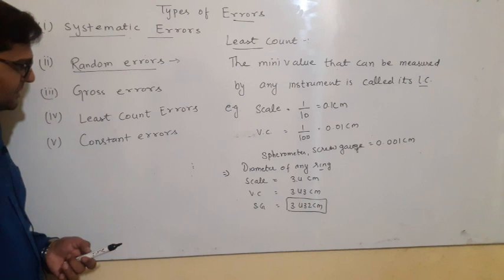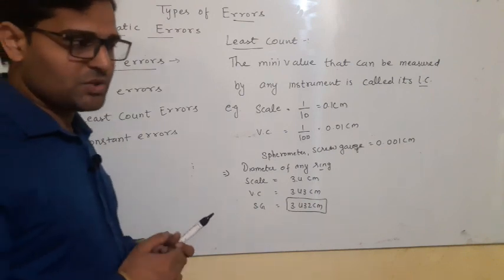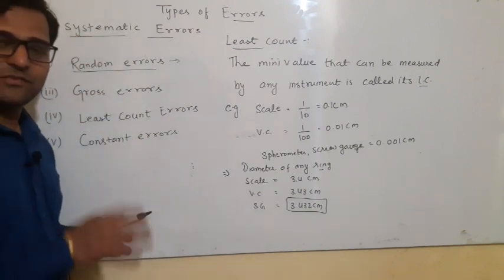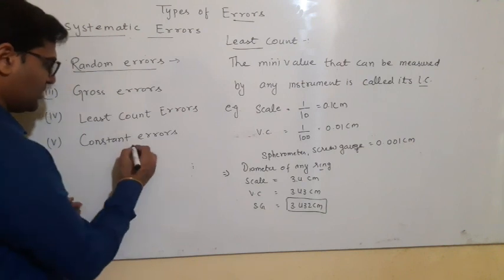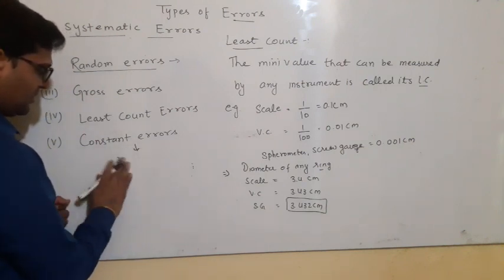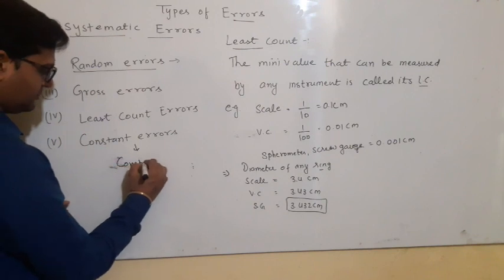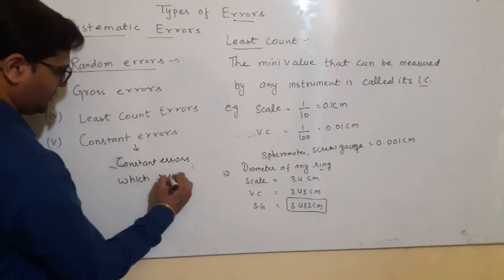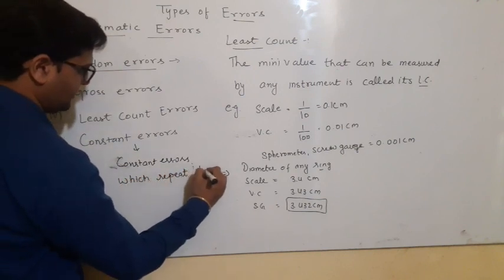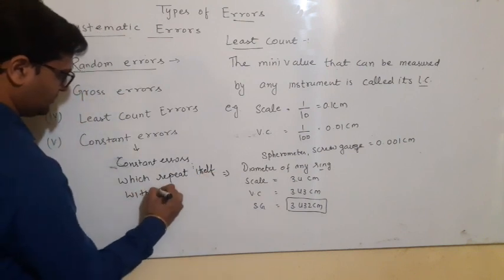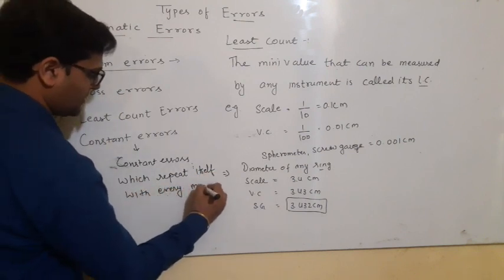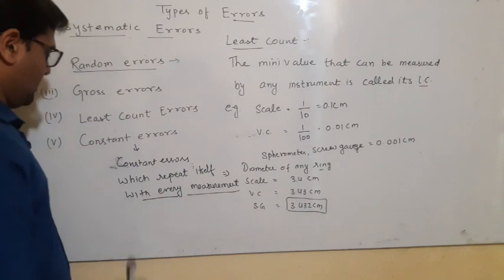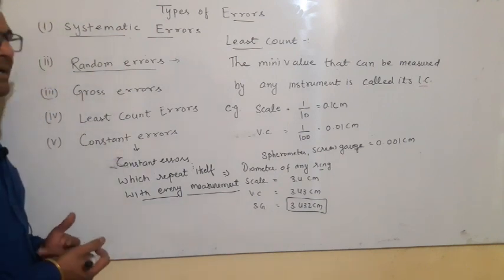Last is constant errors. Constant errors are those errors which repeat themselves after every measurement and with the same values. So these are your constant errors which repeat themselves with every measurement. Okay, so these are some types of errors.